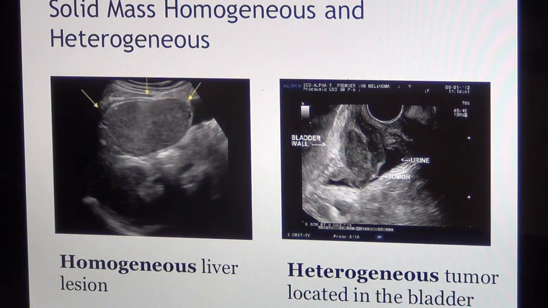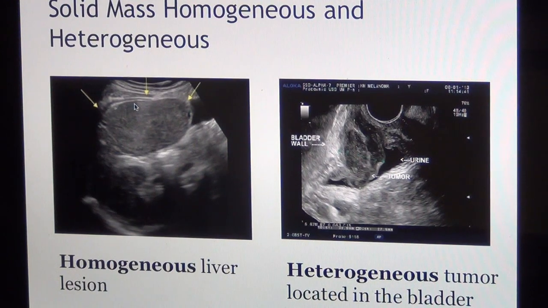Now, solid mass, homogeneous or heterogeneous? Homogeneous means it looks the same all over. Heterogeneous is the opposite, it looks dissimilar within the mass. So now, this is a solid mass, and it looks smooth all over, the same all over, so I will call it homogeneous. A homogeneous mass could be isoechoic, hypoechoic, or hyperechoic. But this one is heterogeneous because it has some anechoic area, hypoechoic area, and hyperechoic area. So I will call it a heterogeneous tumor located in the bladder.